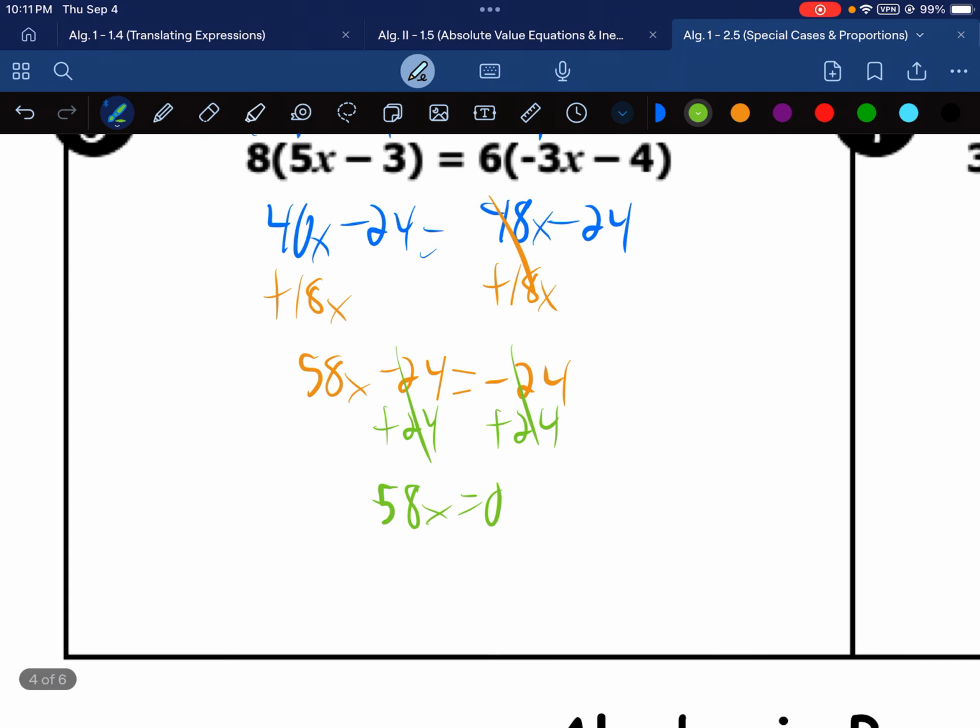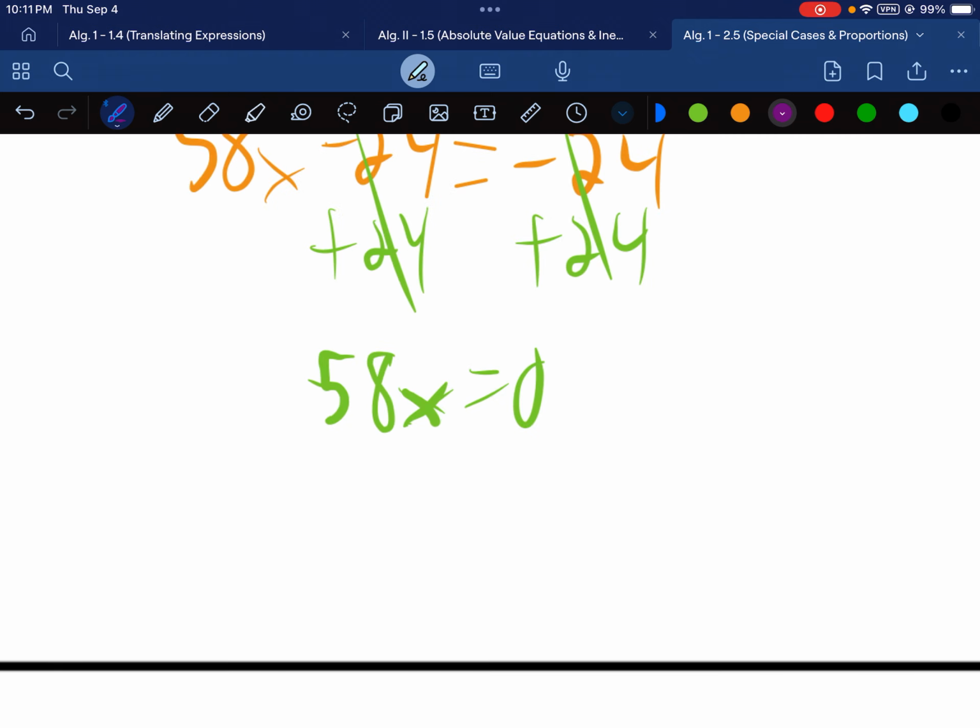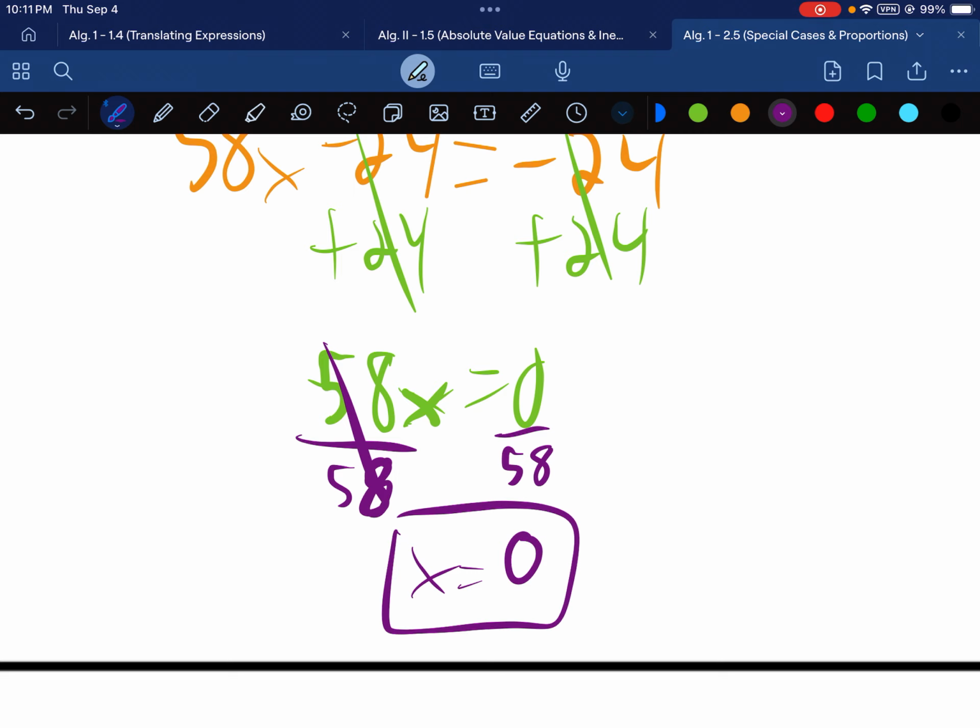Now, some people just get to this point and they say, oh, infinitely many solutions or no solution. However, that's not the case. That's only the case if you have no variables left. We still have variables, and we treat 0 just like we would any other number. So if we had any other number on this side, such as 5 or whatever, we would divide by 58. And so we're going to do the exact same thing and divide by 58. And x equals 0 divided by any other number, which is 0. And that's the answer.